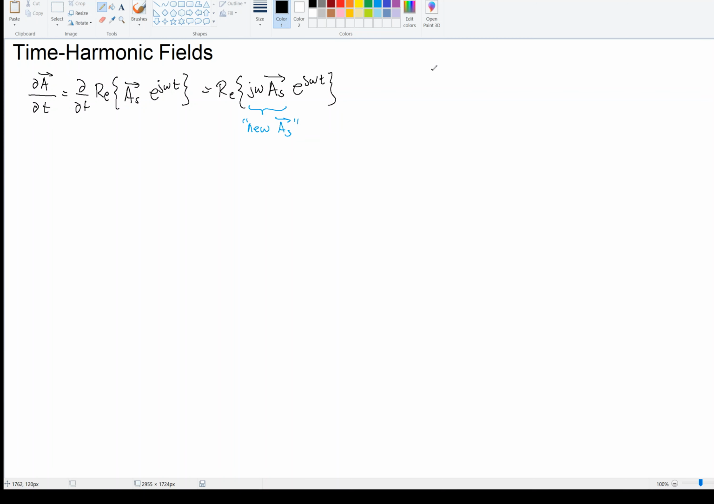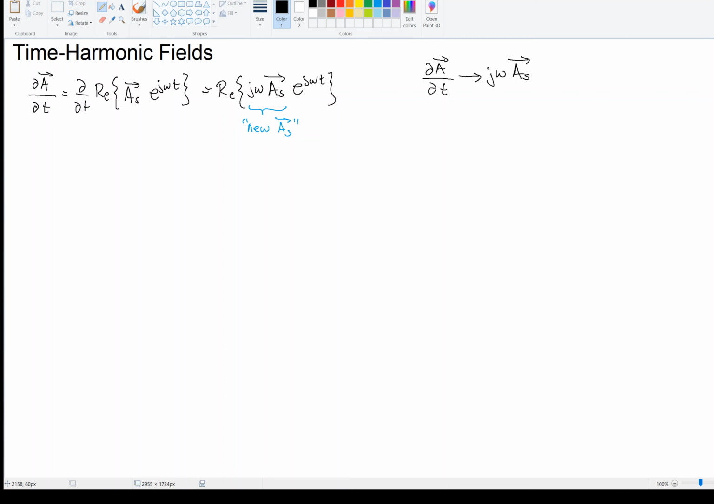So we can conclude something from this very simple example: when you take the derivative of a time harmonic field versus time, what you get, in the phasor domain, is j omega times the old phasor.